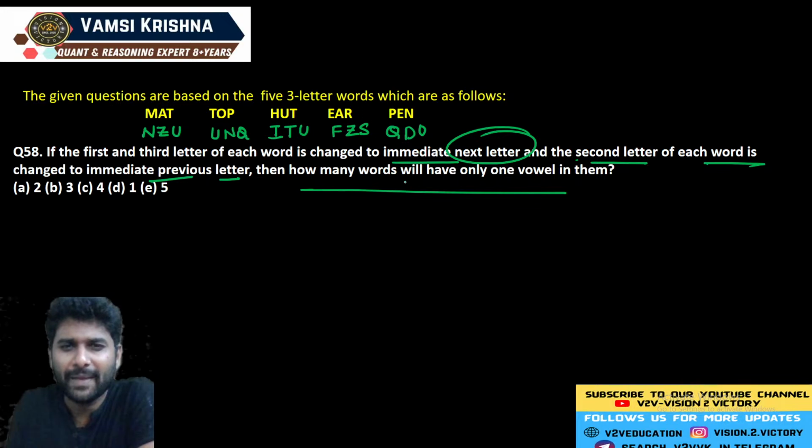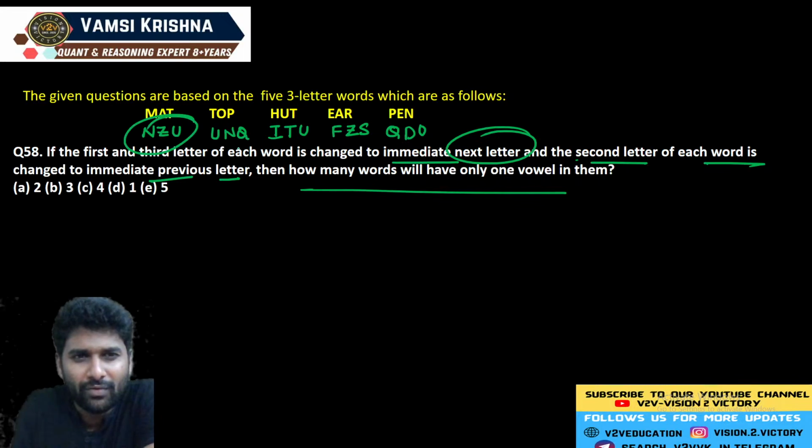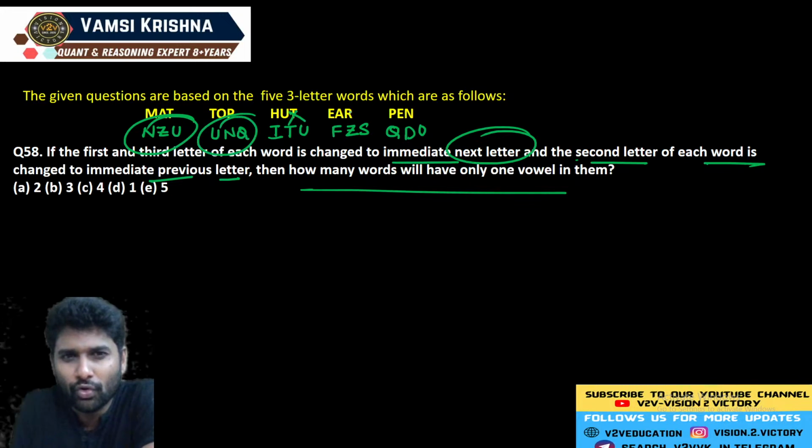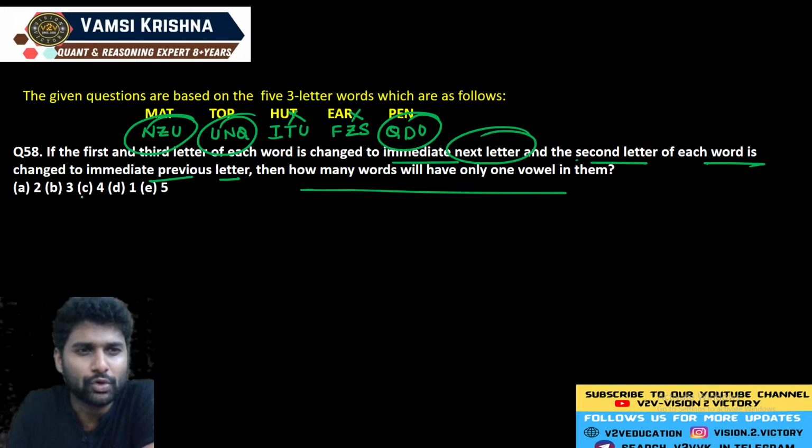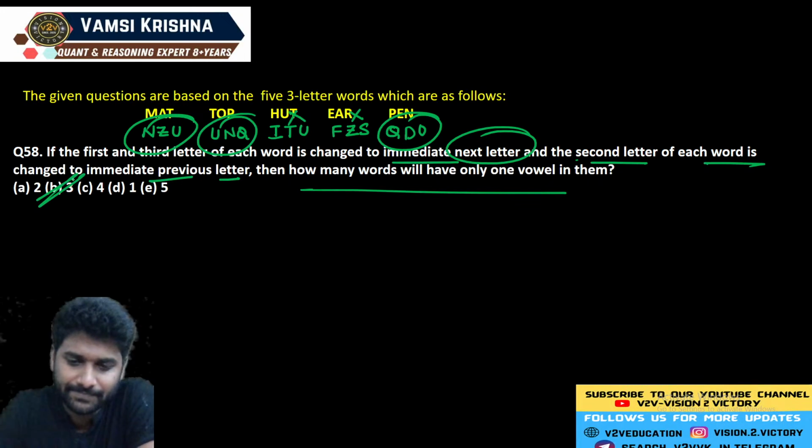Another question here. Then how many words will have only one vowel? One vowel, one vowel, two vowels, no vowels, one vowel. Total 3 words are there.